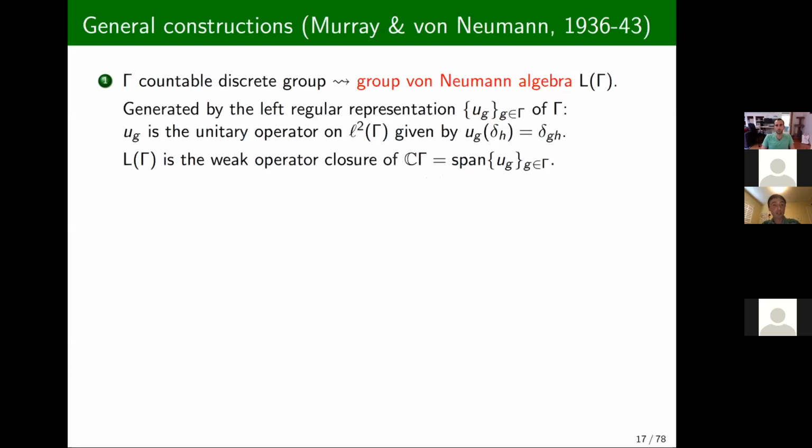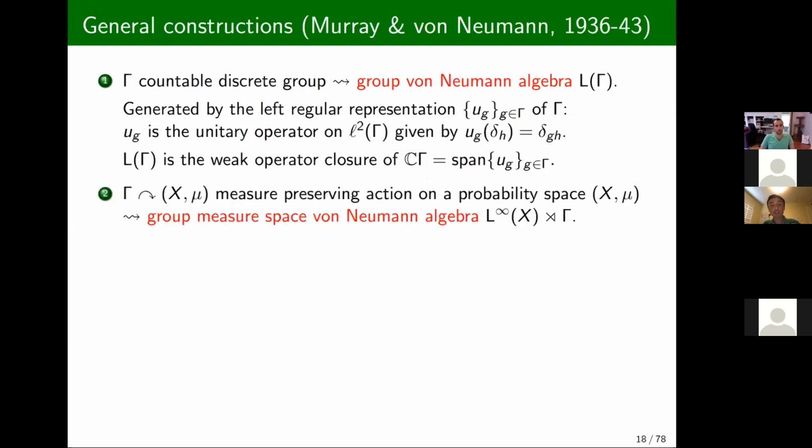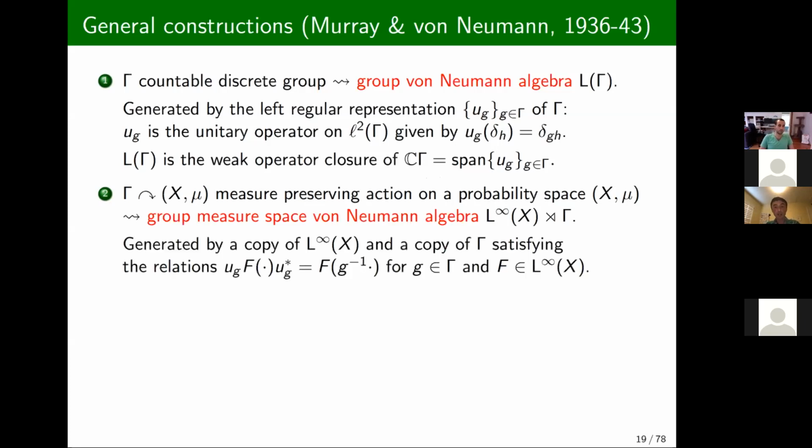Okay, so this is the group von Neumann algebra, and similarly, if you start with a measure preserving action of a countable group on a probability space (X, mu), you can build what's called the group measure space von Neumann algebra L infinity of X cross gamma. So I won't spend much time on this, but let me just say that this one is generated by a copy of L infinity of X and a copy of the group gamma. And you see from the notation that this is a semi-direct product construction. So L infinity of X plays the role of the normal subgroup. So it's a normal subalgebra here.